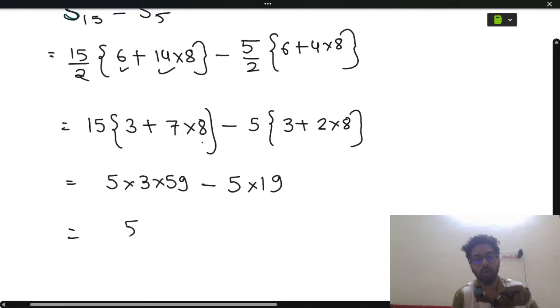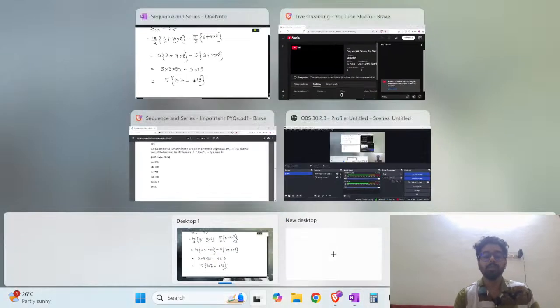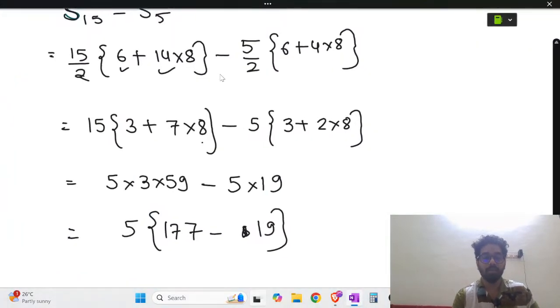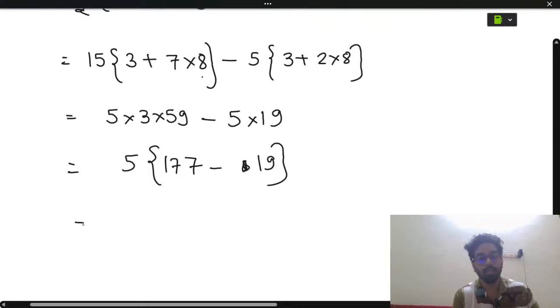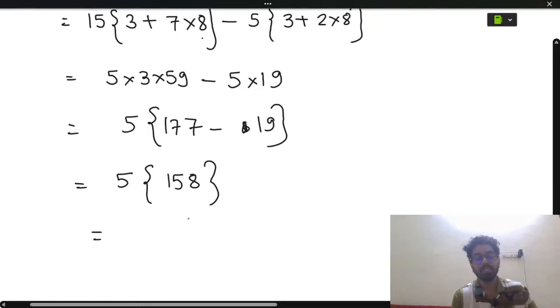I will take 5 common, and 59 into 3 will be equal to 7 carry 2, 177 minus 90 minus 19, because 5 I have taken common. Okay, so this will be 150, just say now. This will be equal to 5 into 158. Now you multiply by 5, you should have your answer as 790.